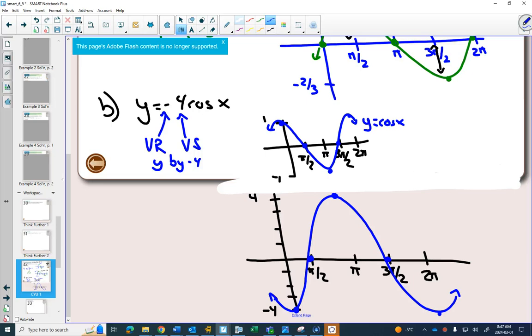And the amplitude, which is the distance, is now 4. So we find out that our A value, as a shortcut, affects our amplitude. And if you can have some way to remember that, then that's going to be helpful.